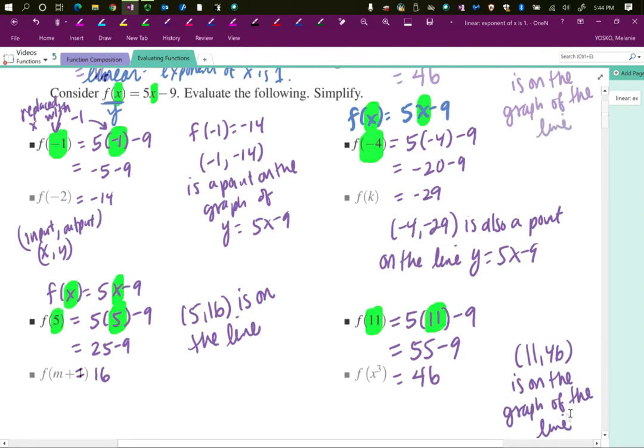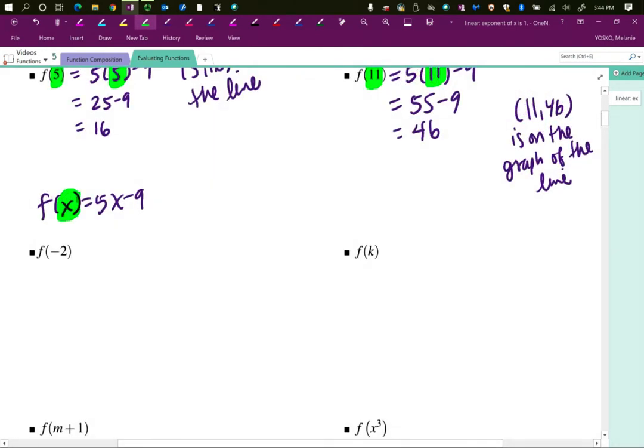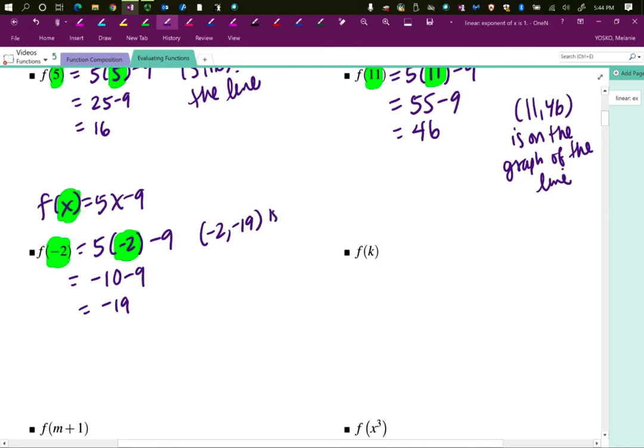Okay, let's try some more. So f of negative 2, we have one more that's a number. We've replaced this x right here with a negative 2. So we have 5 times the new x, the new input. So 5 times negative 2 minus 9. What's that? Negative 10 minus 9, negative 19. So again, the point negative 2, negative 19 is on the graph of the line y equals 5x minus 9.